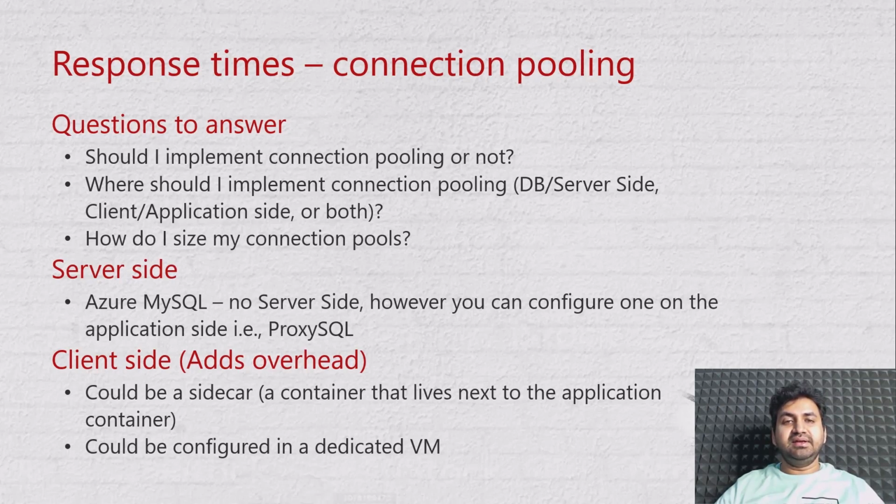Coming to the second question, there are various ways to implement connection pooling. You can either create it on the server side, or you could do connection pooling on the client side, or even you could do both. For MySQL, you can configure connection pooling like ProxySQL on the application side. As you know, ProxySQL is a very well-known connection pool and load balancer for MySQL. On the client side, it is kind of a library thing. It could be a sidecar in case of Kubernetes, or it can be configured in a dedicated VM. Client side is the most preferred for connection pools. Let us look into best practices of connection pooling in the next section.